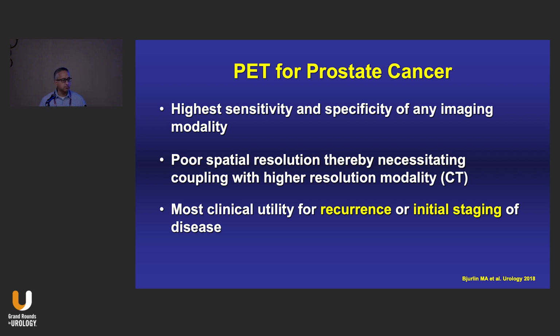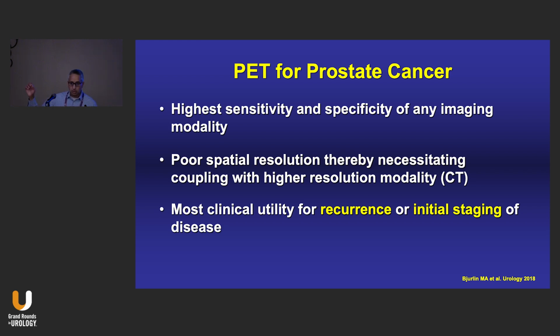So broadly speaking, I think if you look at PET imaging, it has the highest sensitivity and specificity of any imaging modality, but it really doesn't have very good spatial resolution. So you really need to couple a PET with some type of refined imaging that gives you better axial quality. So that's either a CT or an MRI. I think in most cases, it's a CT that we have in clinical practice.